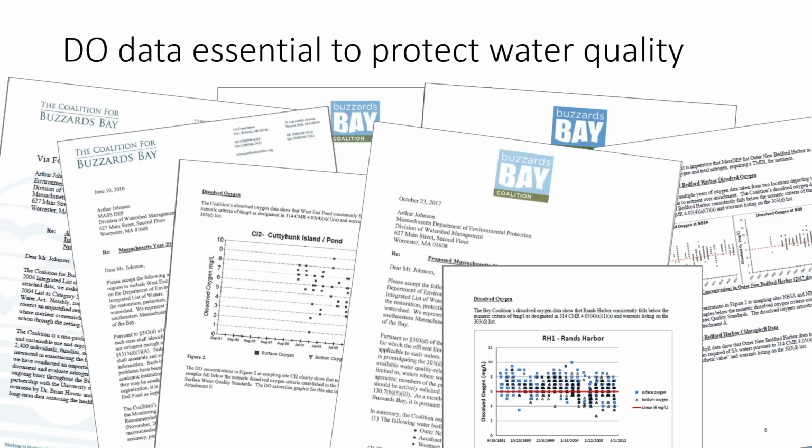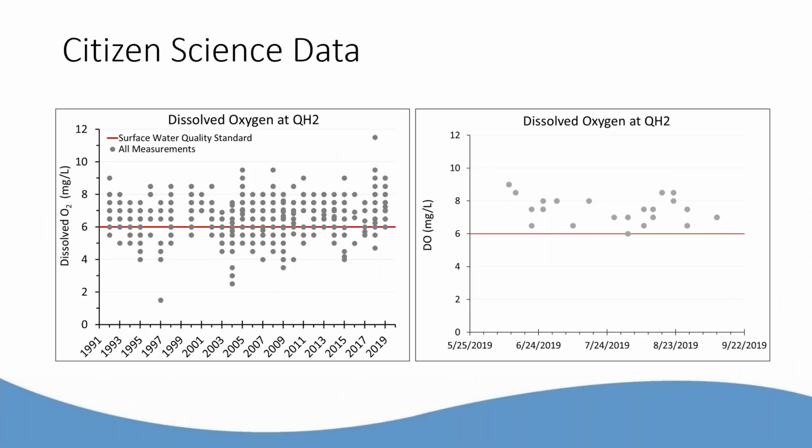And this slide is just showing you a snapshot of 5 out of the many letters we have sent to the Massachusetts Department of Environmental Protection over the years, to provide comments on the impaired waters list and to provide data showing which water bodies really need to be on the list, because we have this data to back up the low levels of dissolved oxygen. And the vast majority of water bodies that have been added to the 303(d) list in our area are the result of the Buzzards Bay Coalition data.